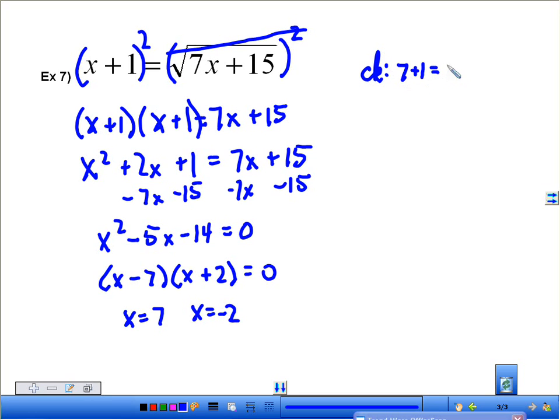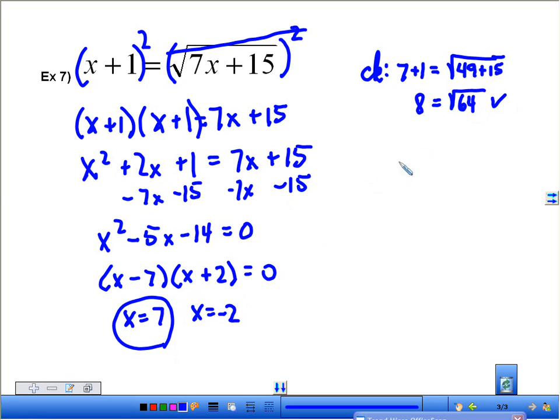7 plus 1 equals the square root of 49 plus 15. 8 equals the square root of 49 plus 15, which is 64. So that one checks out.